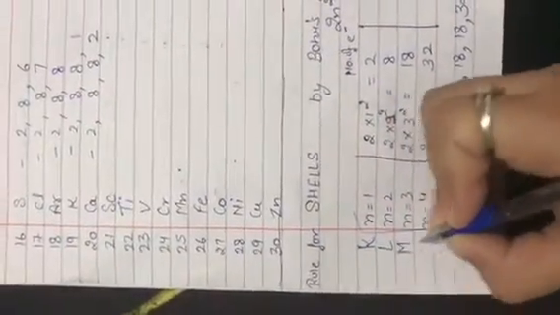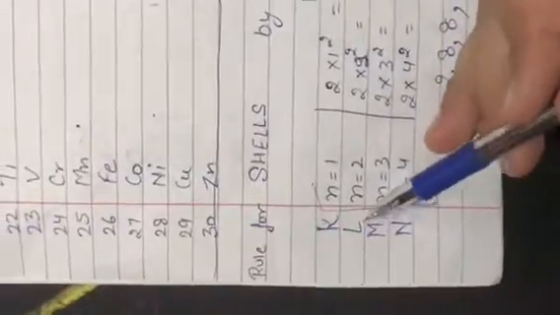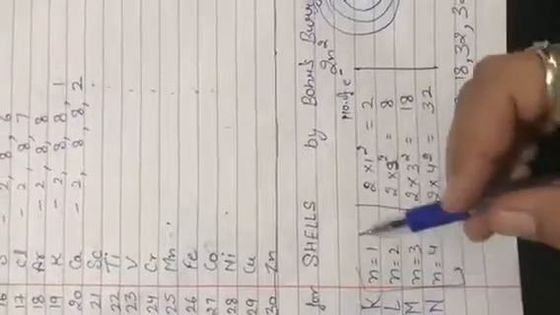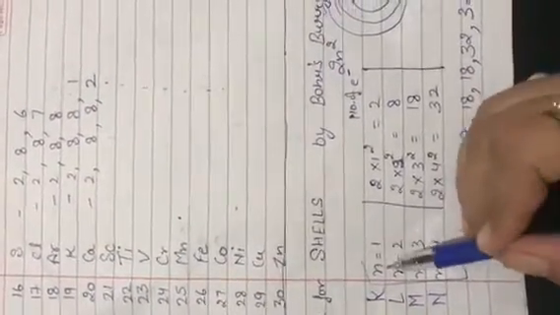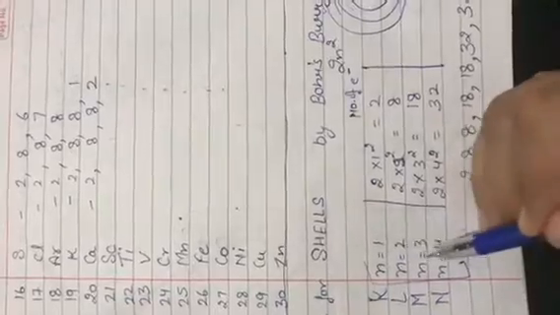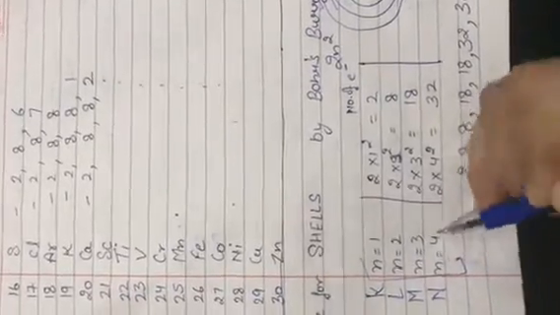Just like that, there are a total of 4 shells, and the names of these shells are K, L, M, N. These are the 4 shells: K, L, M, N. And as you know, natural numbers start from 1. So n is equal to 1, then 2, 3 and 4.